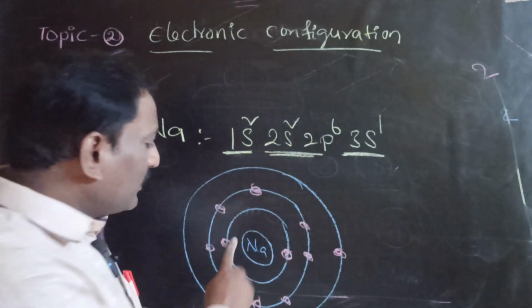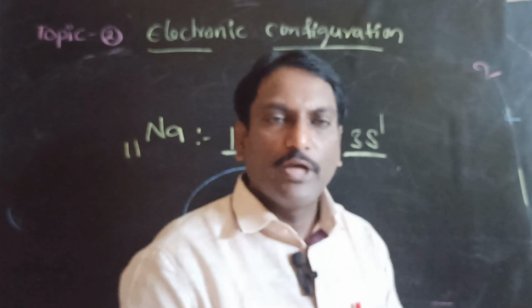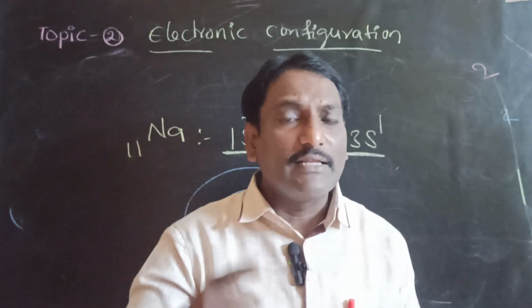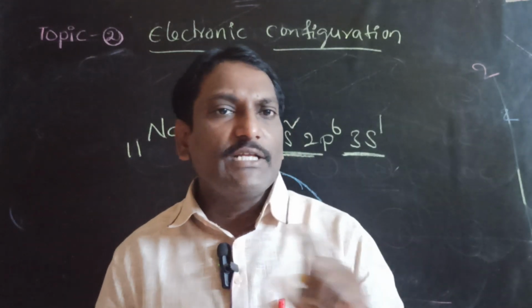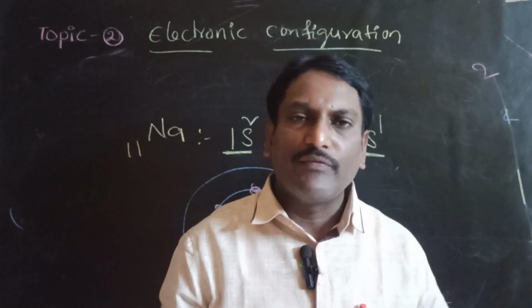Distribution of electrons in various shells of an atom is called electronic configuration. That means electronic configuration tells us how many shells are there in the particular atom and for each shell how many electrons are there. So this is called electronic configuration.